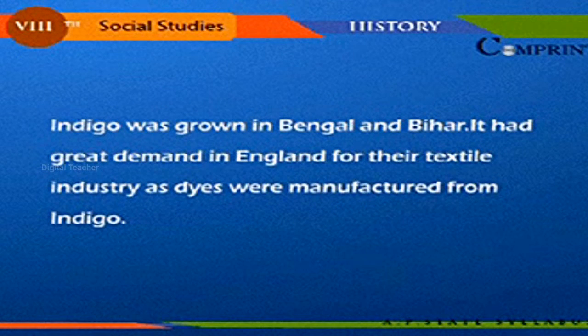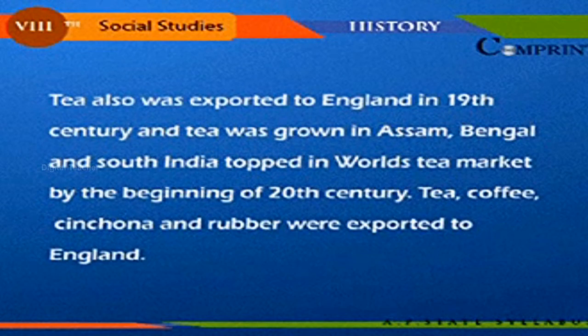Indigo was grown in Bengal and Bihar. It had great demand in England for their textile industry as dyes were manufactured from indigo. Tea also was exported to England in the 19th century, and tea was grown in Assam, Bengal and South India. India topped in the world tea market by the beginning of the 20th century. Tea, coffee, cinchona and rubber were exported to England.